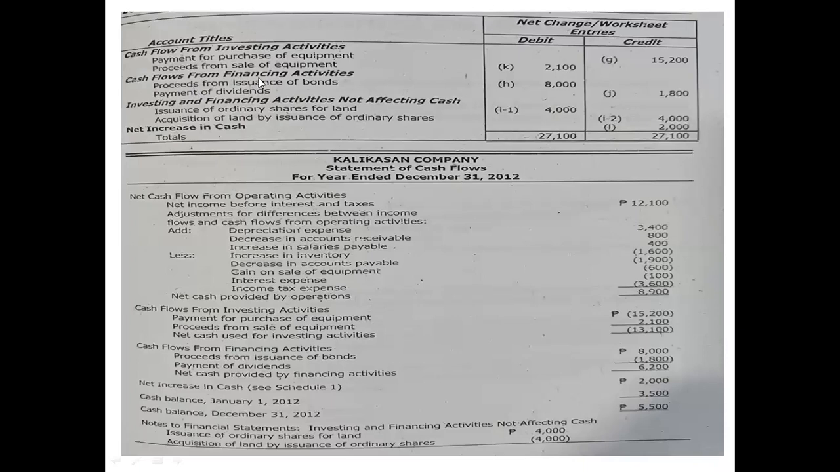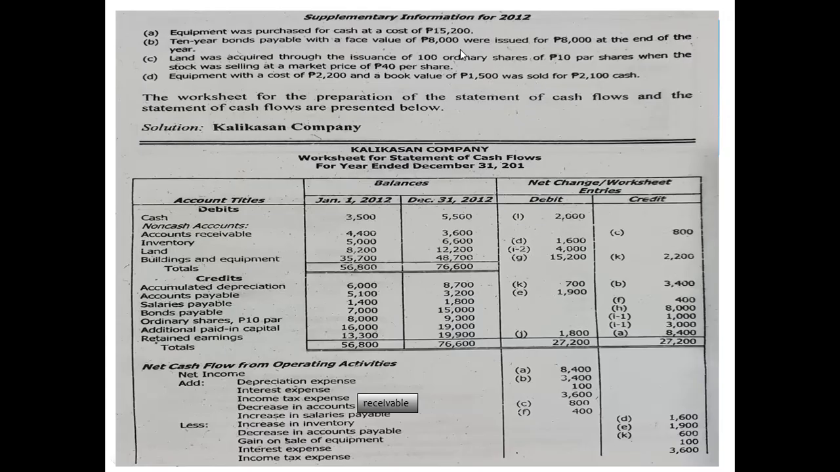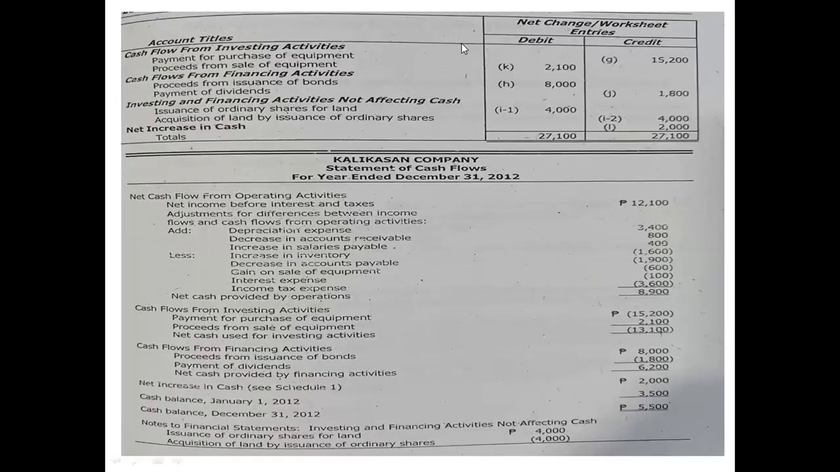And then cash flows from financing activities. So proceeds from sale of bonds, which is 8,000. So we have here 10-year bonds payable with a face value of 8,000. Next is payment of dividends, which is 1,800.